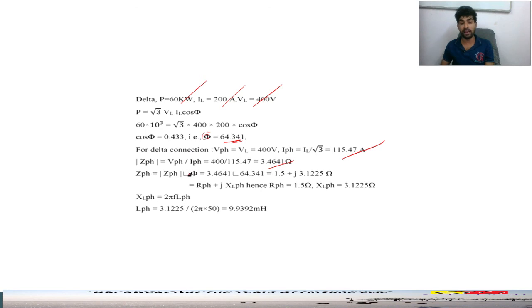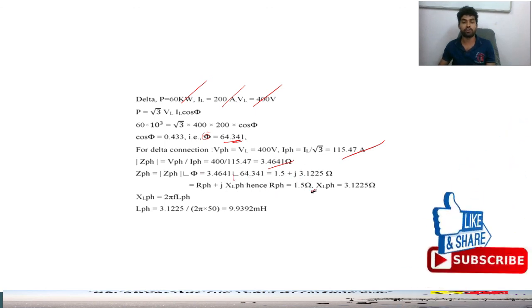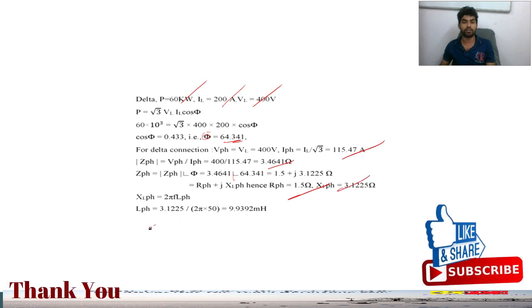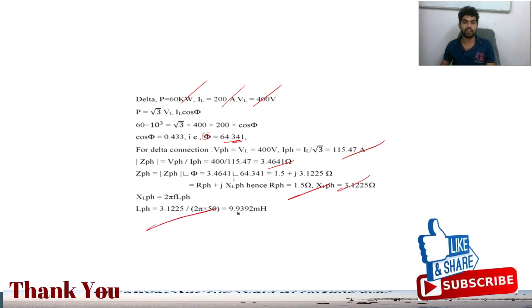Z phase angle will be there. Phi will be there. Usually, in solving the problem, we want R plus JXL. So that's why I substituted phi over here. So finally we got R phase is equal to this one, XL phase is equal to 3.125. So if you want to calculate L, you will get 9.99.